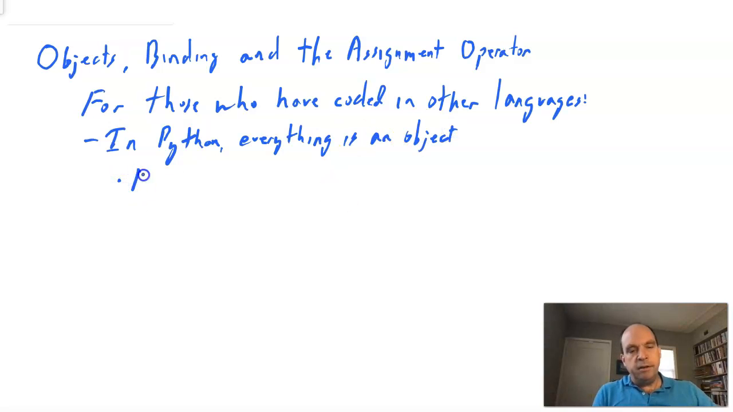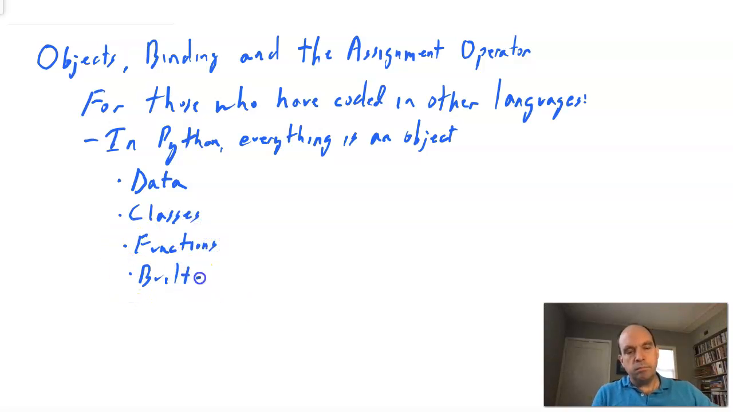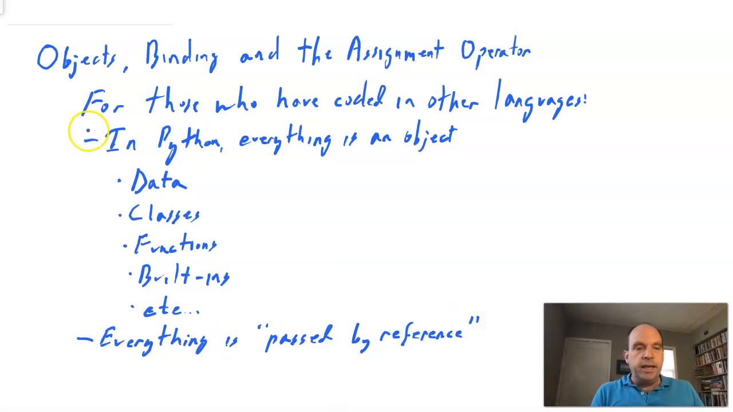That includes all the fundamental data types, classes, functions, built-ins, etc. And this is good news because it makes Python more flexible. The other thing to note that comes as a result of this is that everything is passed by reference. Again, if this doesn't make sense to you, that's okay. You really don't need to understand this distinction until you do start programming in another programming language.